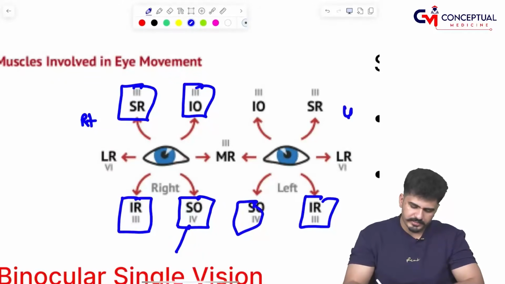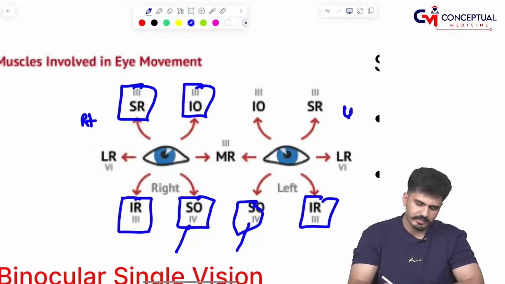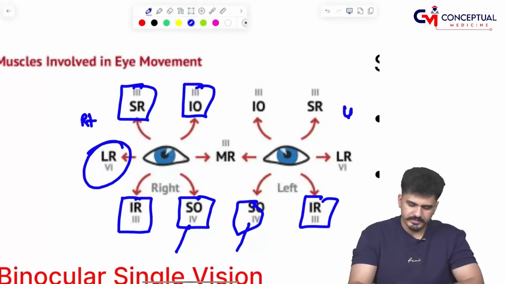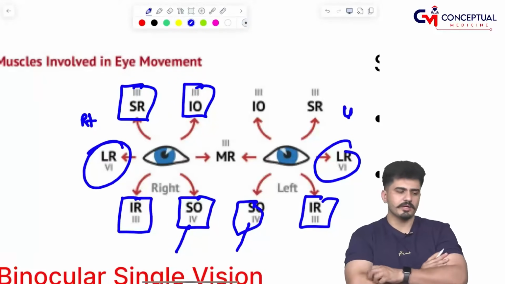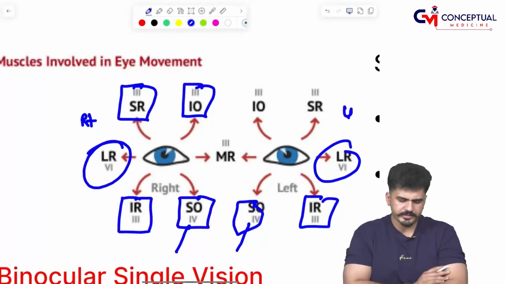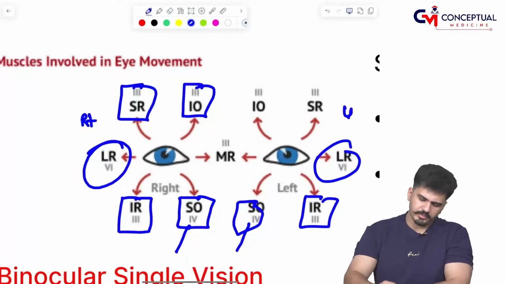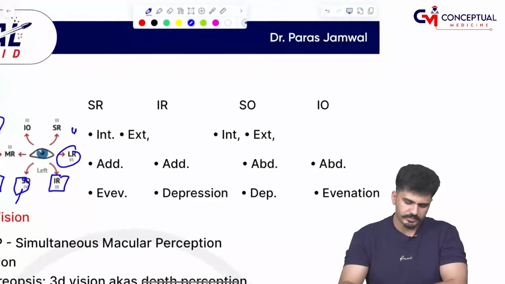Then we talk about SO4 LR6. The superior oblique is supplied by the 4th nerve, the lateral rectus is supplied by the 6th nerve, and everything else is supplied by the 3rd nerve. 3rd nerve, sir. Done, sir. Now coming to the question, what are their individual actions?